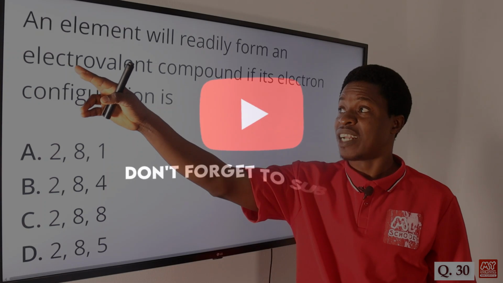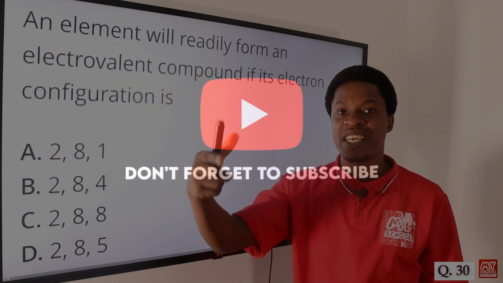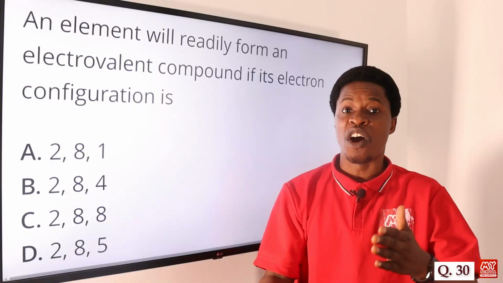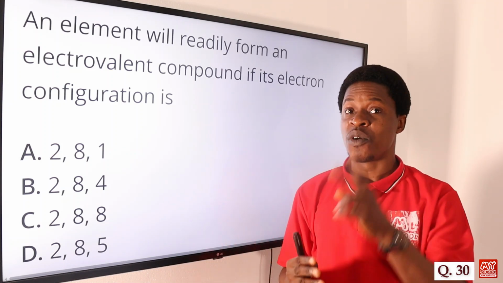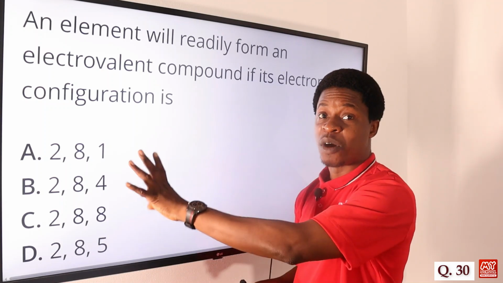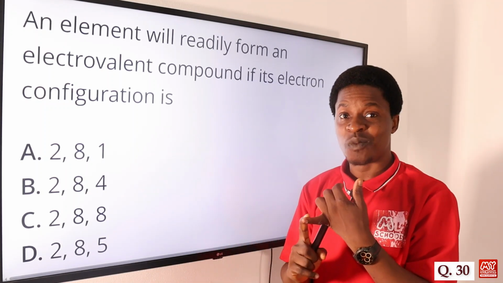In other words, we can call electrovalent compounds ionic compounds, because they involve ionic bonding between the metals and the non-metals. So what we are going to look out for among these options now should be a metal. Which configuration?